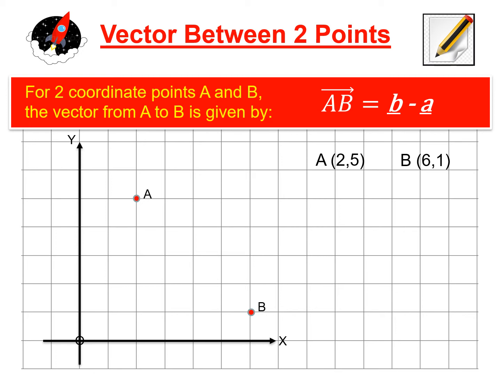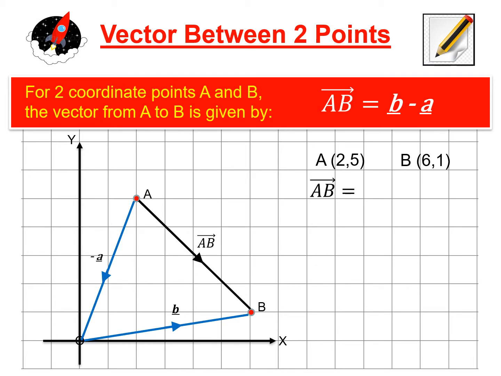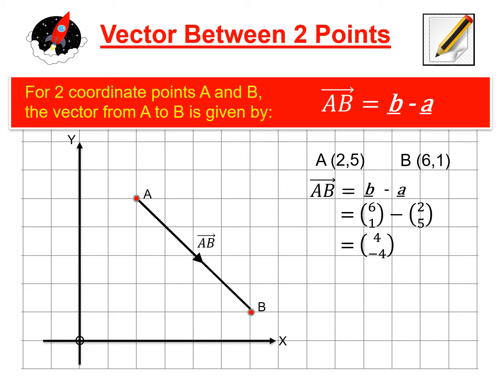So without having to plot the points, we can use the formula. The vector from A to B will be the vector B minus A. Now technically that's negative A add B, but we just tidy that up, and that's where we get the B minus A from. So we can see that the vector B is 6, 1, subtract the vector A, which is 2, 5. So 6 take away 2 is 4, and 1 take away 5 is negative 4.